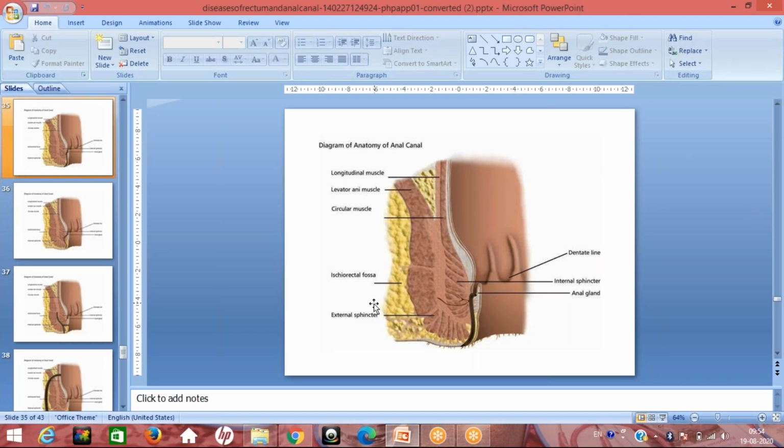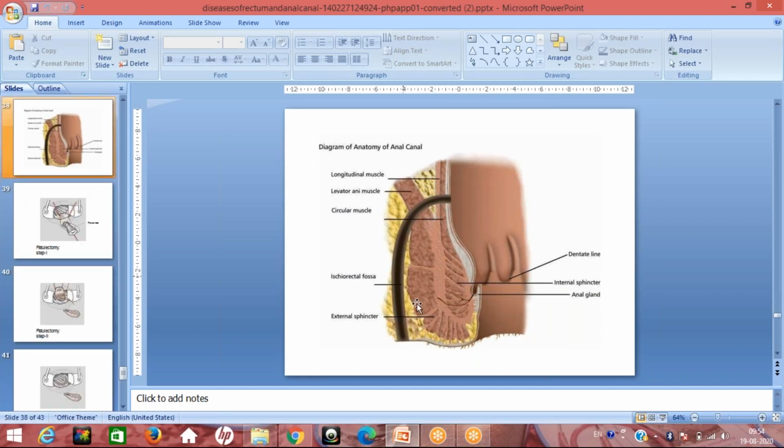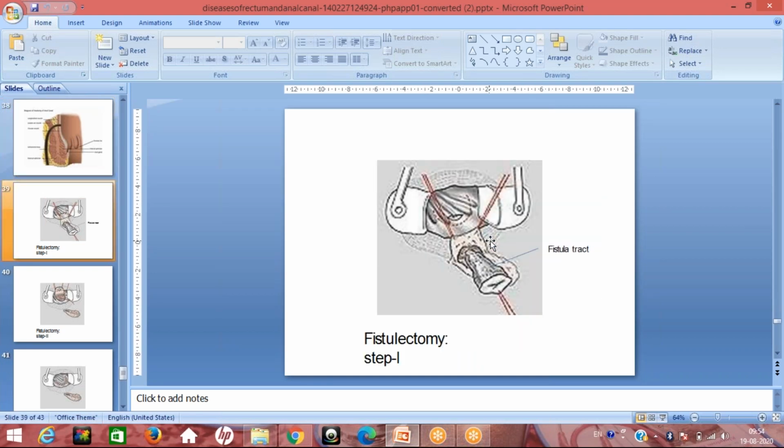Here you could clearly see the external sphincter, internal sphincter, and the anal glands. From the anal glands, the fistulas arise. These are the different types of fistula, the 4 types of fistulas, including extrasphincteric.